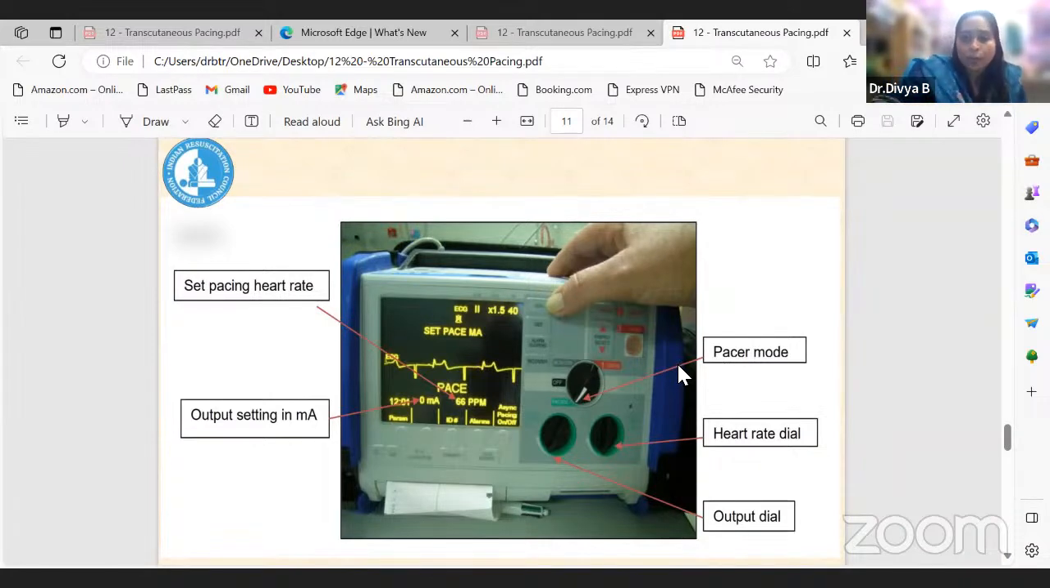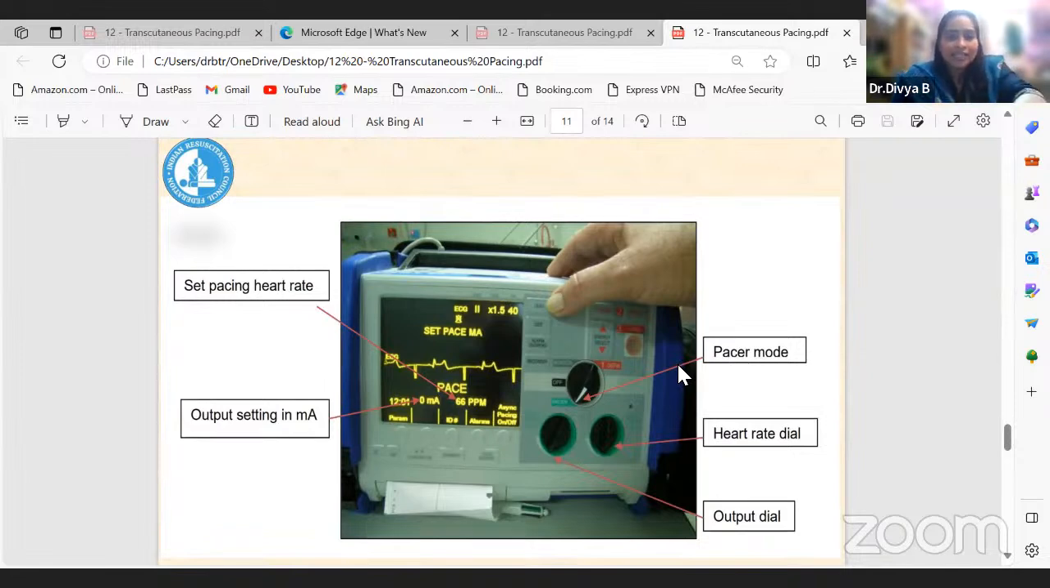And then this is the output dial where you can adjust. You can start with 20 milliamps and you can go up to 120 to 140 milliamps, but that's a lot of electricity, I would say. But you can always start with the basic, and it depends on patient to patient. Like we already discussed about the terminology, like the output threshold, no output. You think of that and then decide, right?